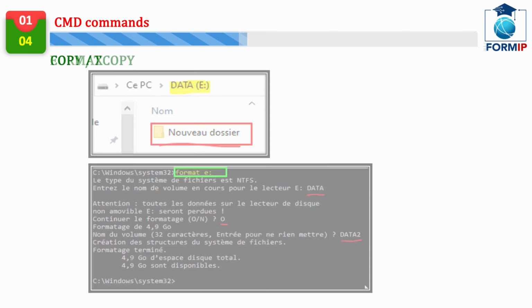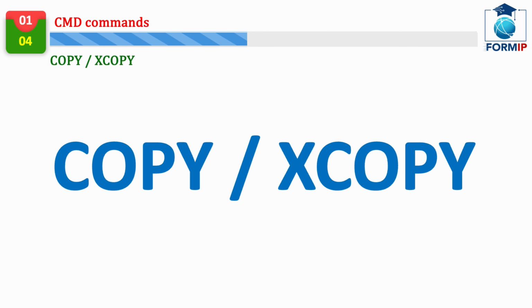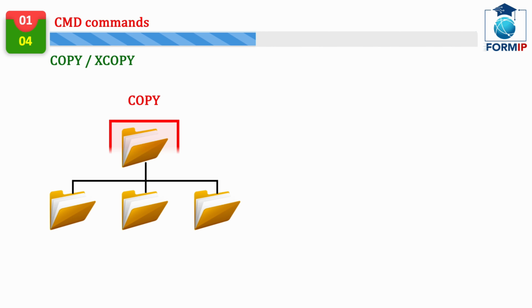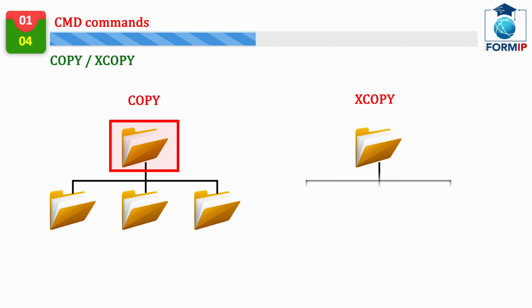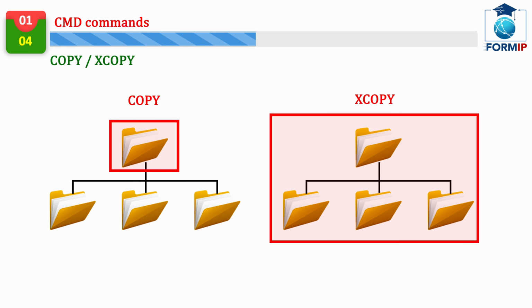Copy and Xcopy. Let's move on to a command duo that allows copying and pasting on the command line. The main difference between the two is that one will simply copy a folder without the subfolders, and the other will copy all the contents of a folder, including the subfolders. The Xcopy command is therefore the ideal solution to back up your data when you only have access to the command line.